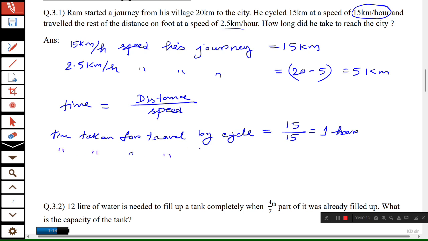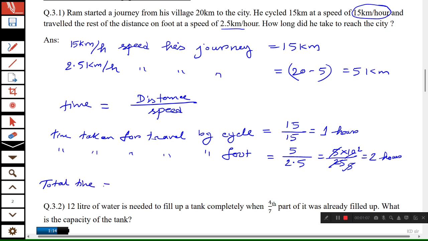and time taken for travel by the rest is by foot. So when you travel by foot, the time taken is, the distance is 5 kilometer and the speed is 2.5 kilometer, so that means 5 into 10 by 25. So 5 25 so 2 hours. So total time is equal to 1 plus 2 equal to 3 hours. This is the answer.